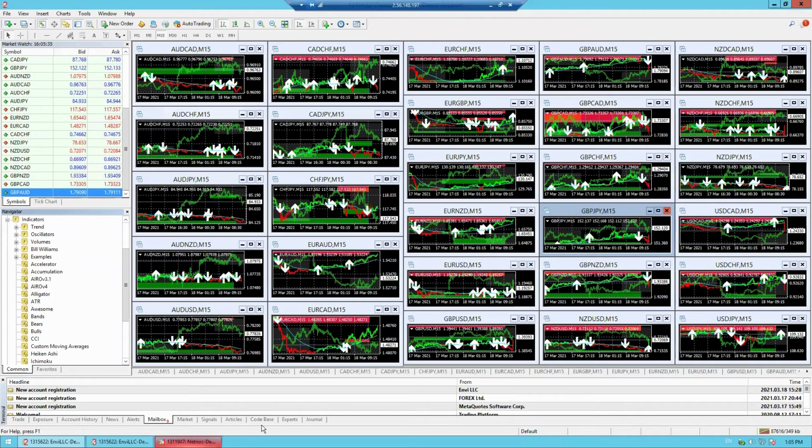Performance-wise, version 4 has enhancements that limit the amount of processing power that it uses. Give me just a moment here.